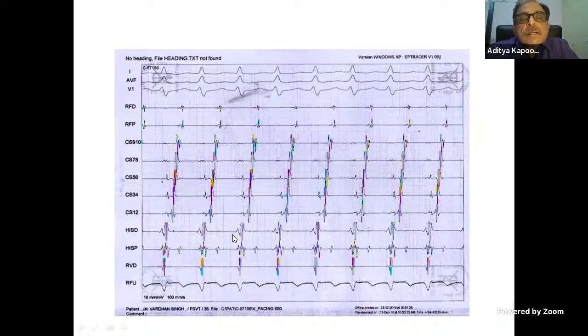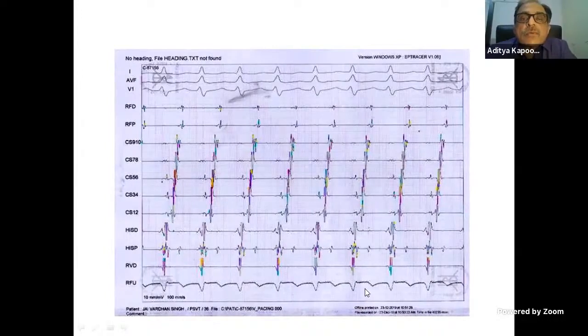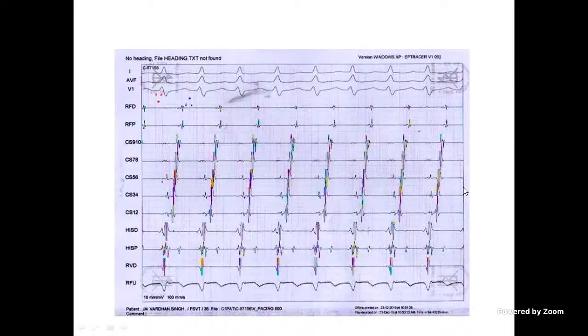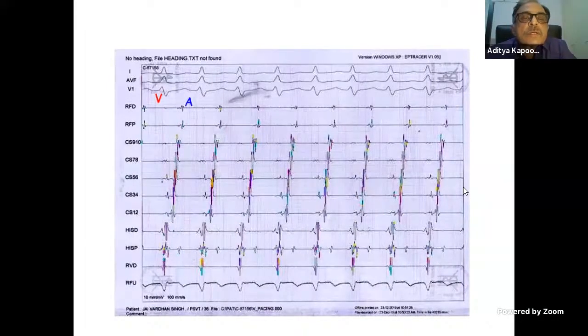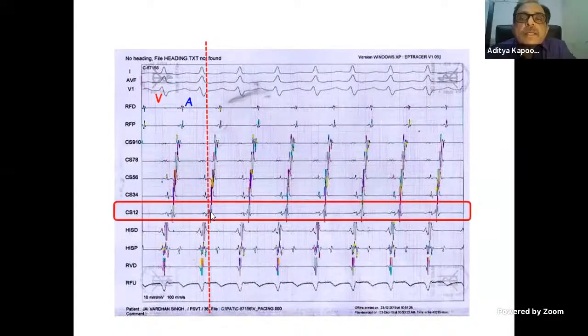Which channel appears to have the earliest retrograde atrial activation? Remember, you can see the CS. The A's are the sharper ones. So, which channel appears to have the earliest retrograde atrial activation? CS 1, 2. Good. So this is not a typical AVNRT. You draw a line here. CS12 appears to be early, and if you see the His bundle A, it is clearly out here. So CS12 is the earliest.